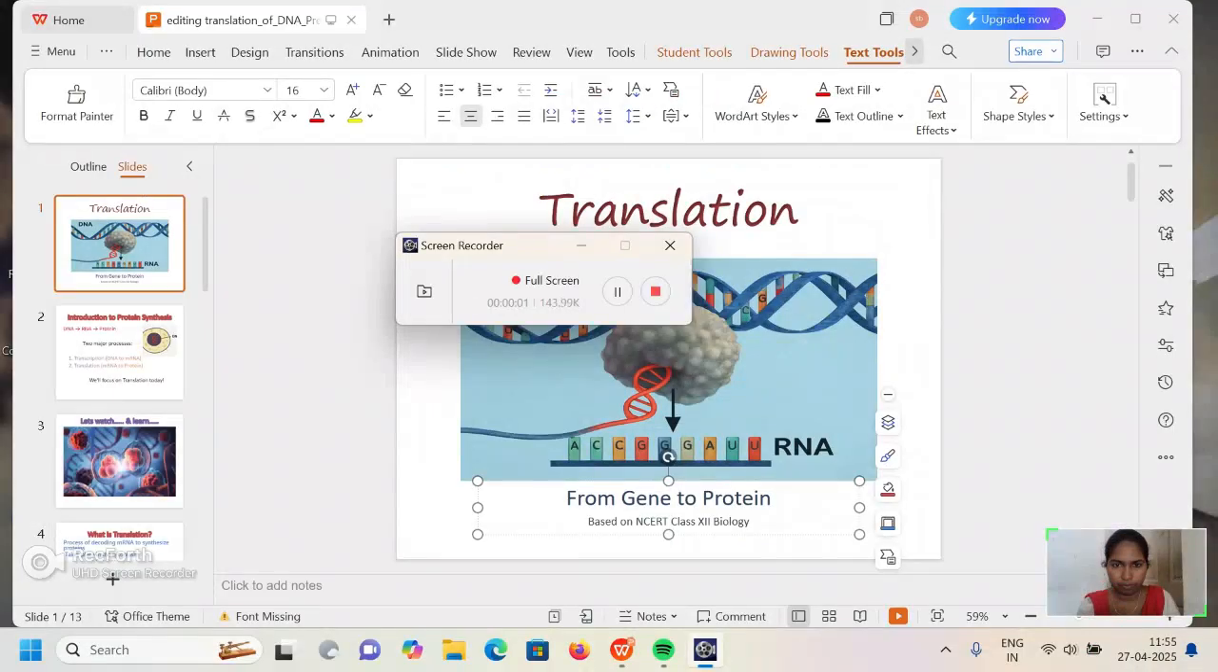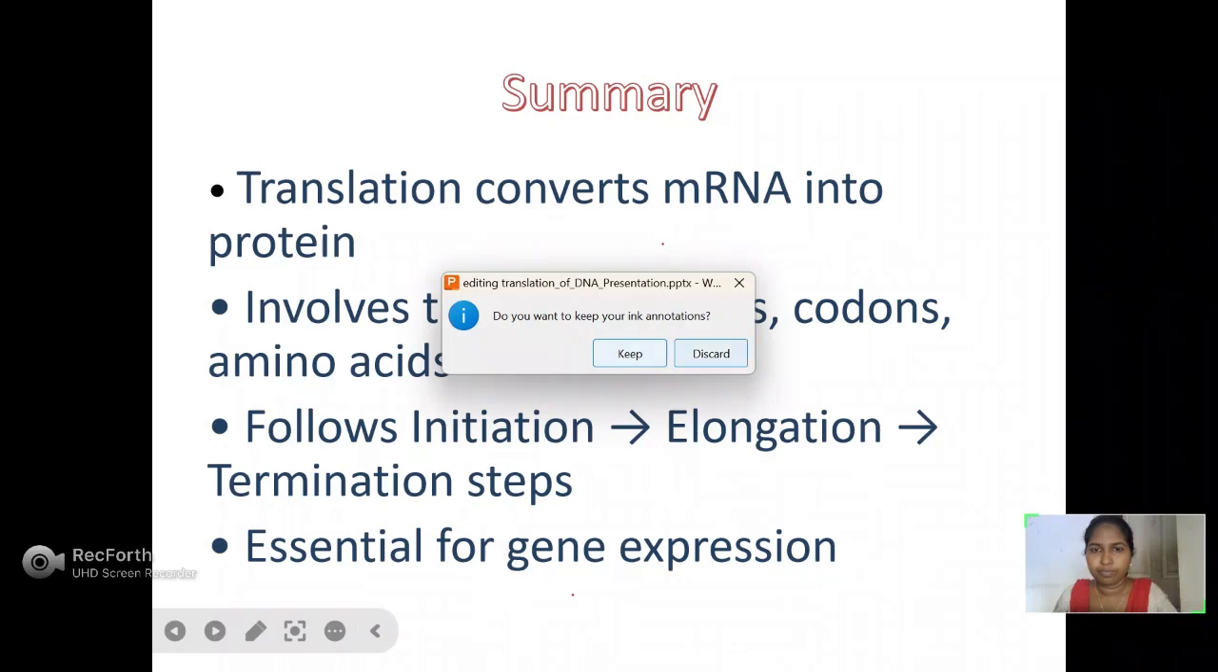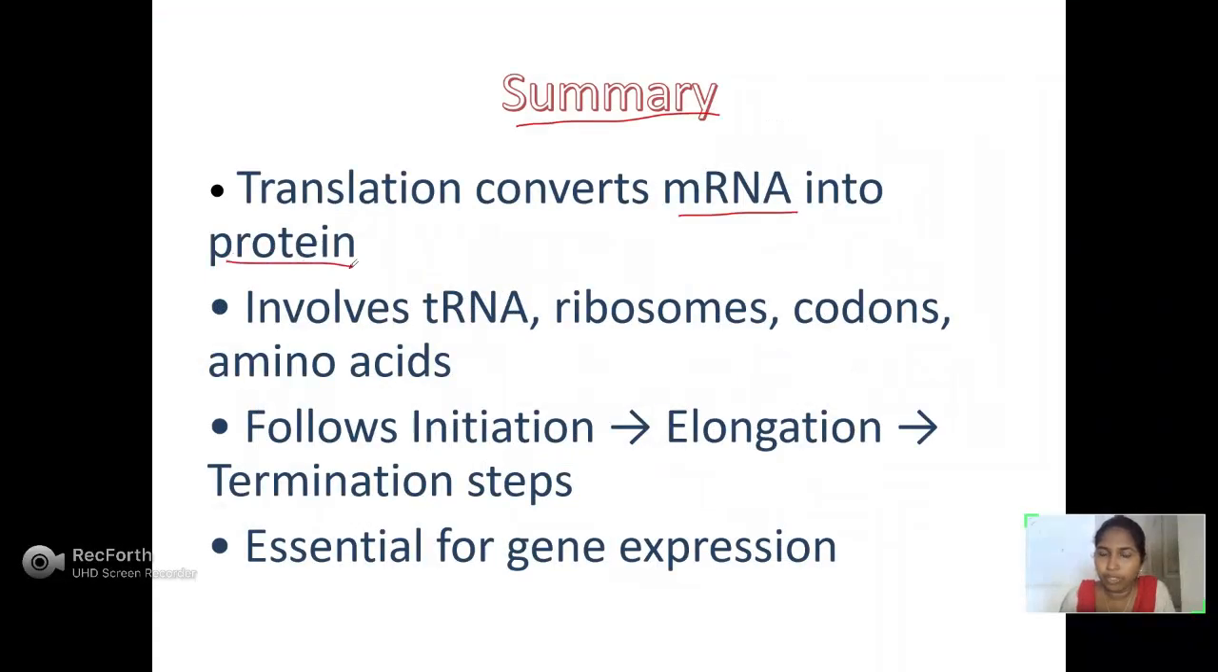And here we summarize what we learned. Translation is the process of protein synthesis, which converts mRNA into protein, and it involves tRNA, ribosomes, codons, and amino acids.